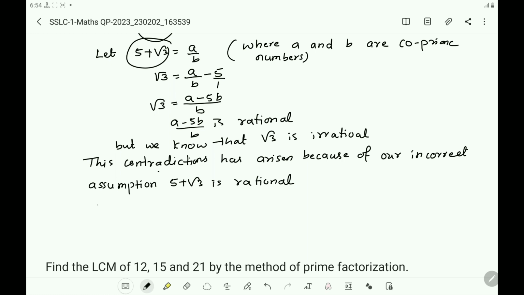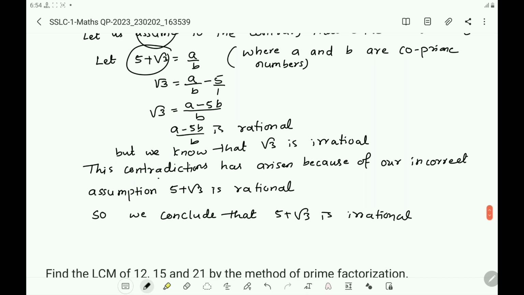So we conclude that 5 plus root 3 is irrational. The LHS is irrational, the RHS is rational, and you know that it is not possible.